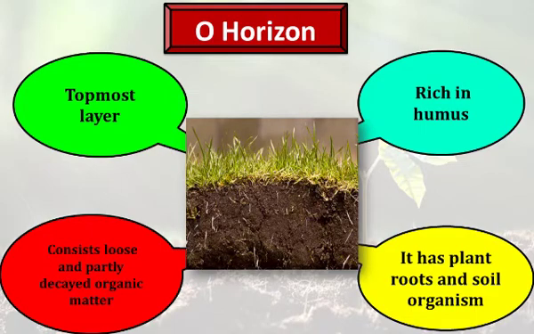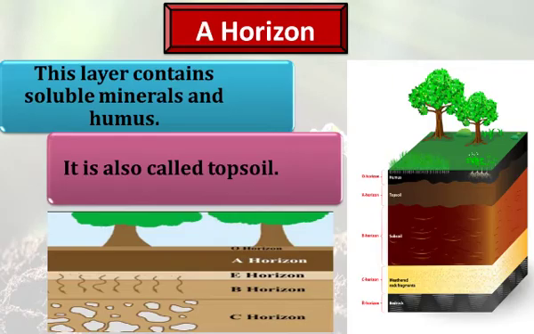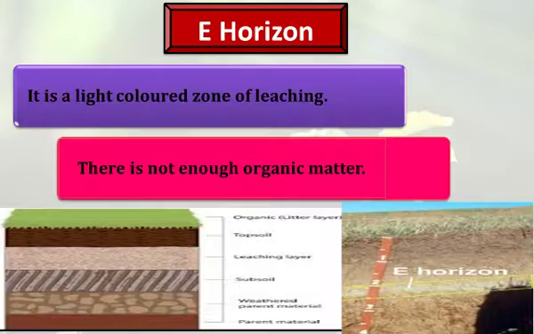First, O horizon. This topmost surface layer consists of loose and partially decayed organic matter rich in humus. It has plant roots and soil organisms. A horizon. This layer contains soluble minerals and humus which are needed for the growth of plants. It is also called topsoil.